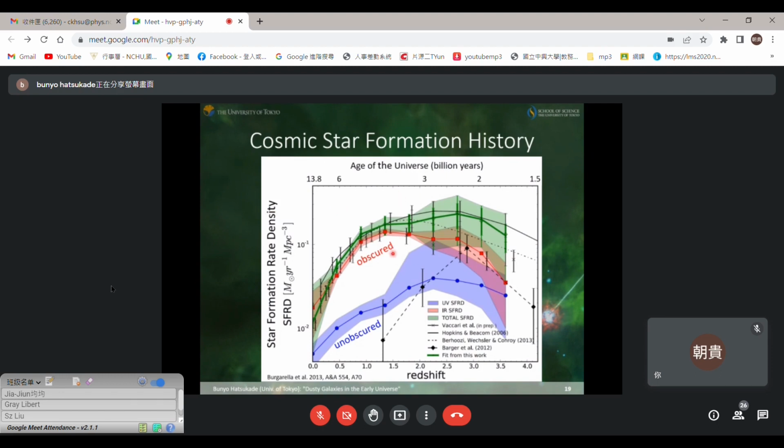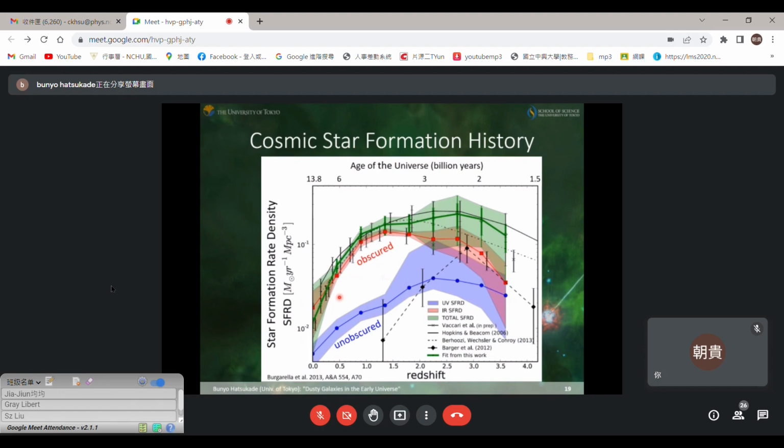So this figure shows different components in different colors. One is unobscured activity traced by rest-frame UV, observed at UV, optical, or near-infrared wavelengths, shown in blue. And the other is the obscured activity traced by infrared or submillimeter. So this is the dust-obscured activity in the universe.